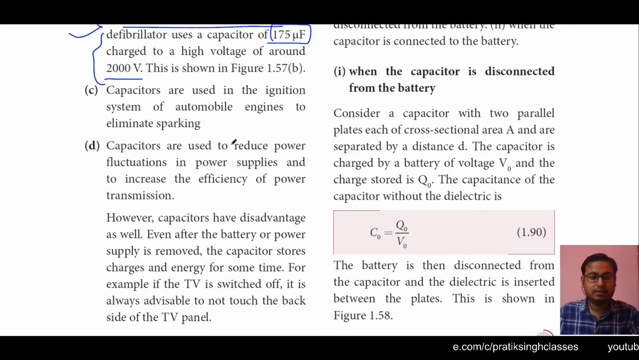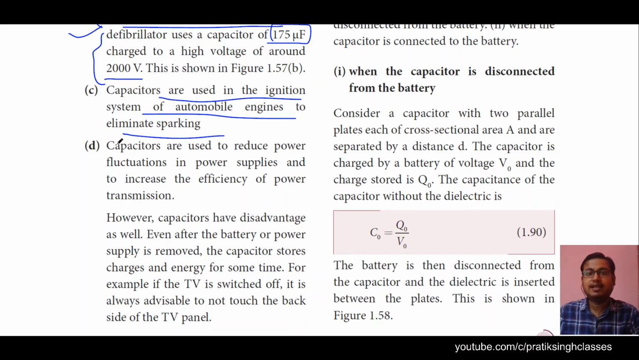Coming to the third example, capacitors are used in the ignition system of an automobile engine to eliminate sparking. You might have seen spark engines. Whenever you see any bike with a name like DTSI 500, that is DTSI, dual twin spark ignition, capacitors are used. It is used to start the engine running. About this you will study in brief when you do mechanical engineering or automobile engineering in future. As of now, just remember that capacitors are used in automobile ignition systems.